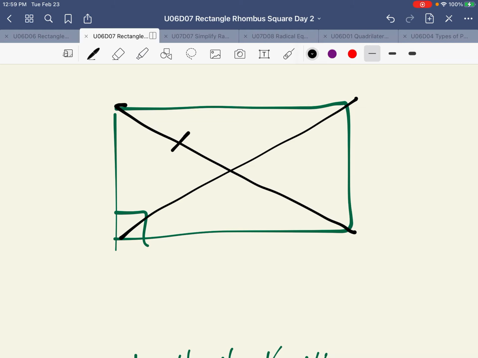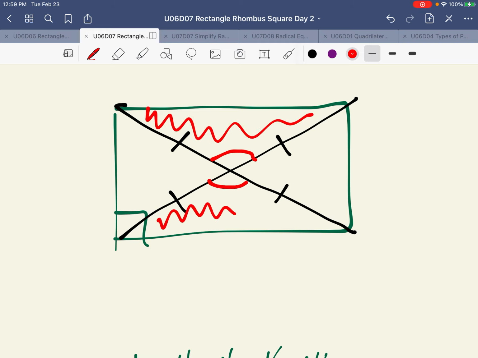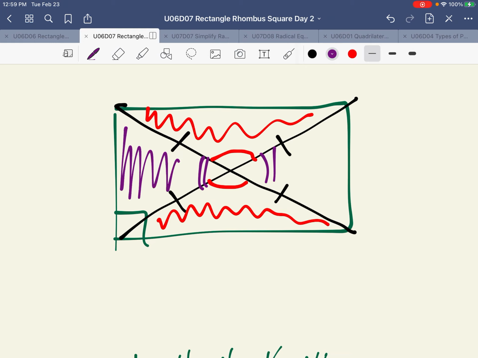So that would mean that not only would they bisect each other, because they're the same measurement, all of them would be the same. And that means that the 4 triangles that are made in here are actually isosceles triangles. And because these angles are vertical, these 2 triangles are congruent by SAS. These 2 angles are vertical, making these 2 triangles congruent by SAS.